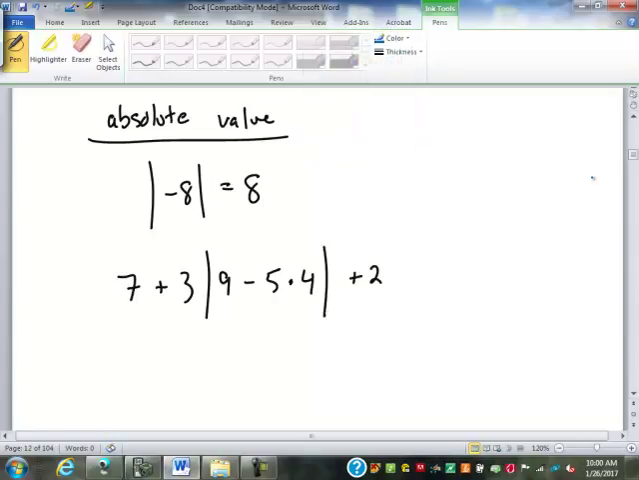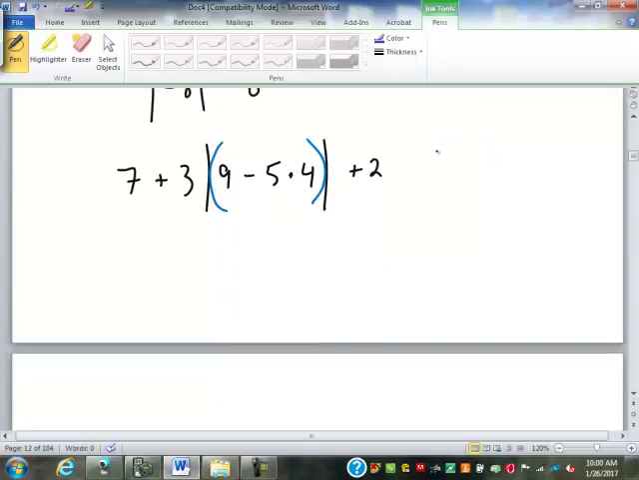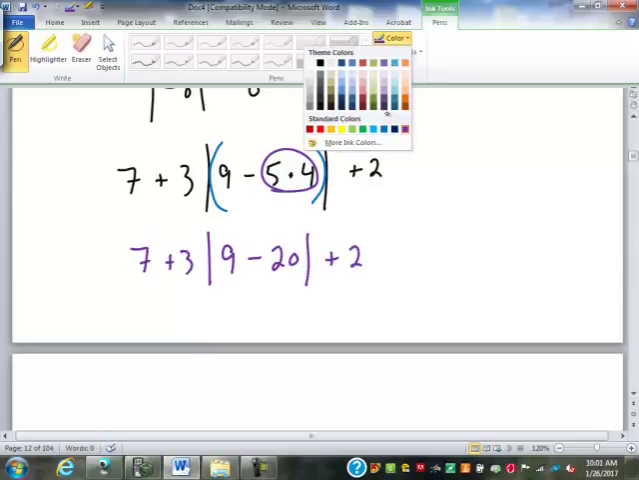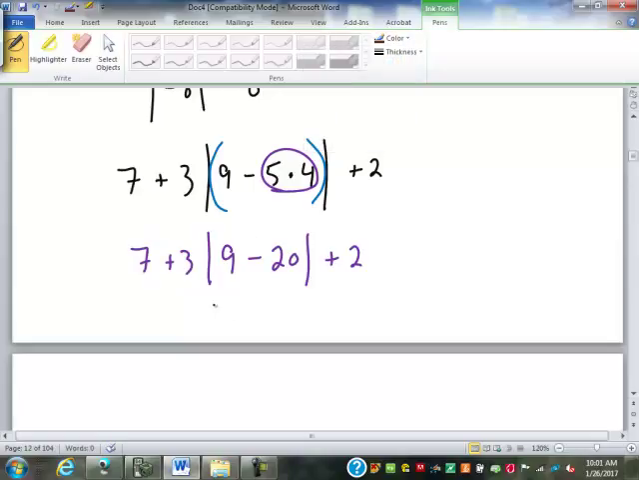Like here, that absolute value is going to work very similar to a parentheses. We have to do whatever is in it first. So inside there, our order of operations does still apply. What has to be done in there first? The 5 times 4, which is 20, right? So now inside the absolute value, all we have left is the 9 minus 20, which is, careful, negative 11. I know what you meant.